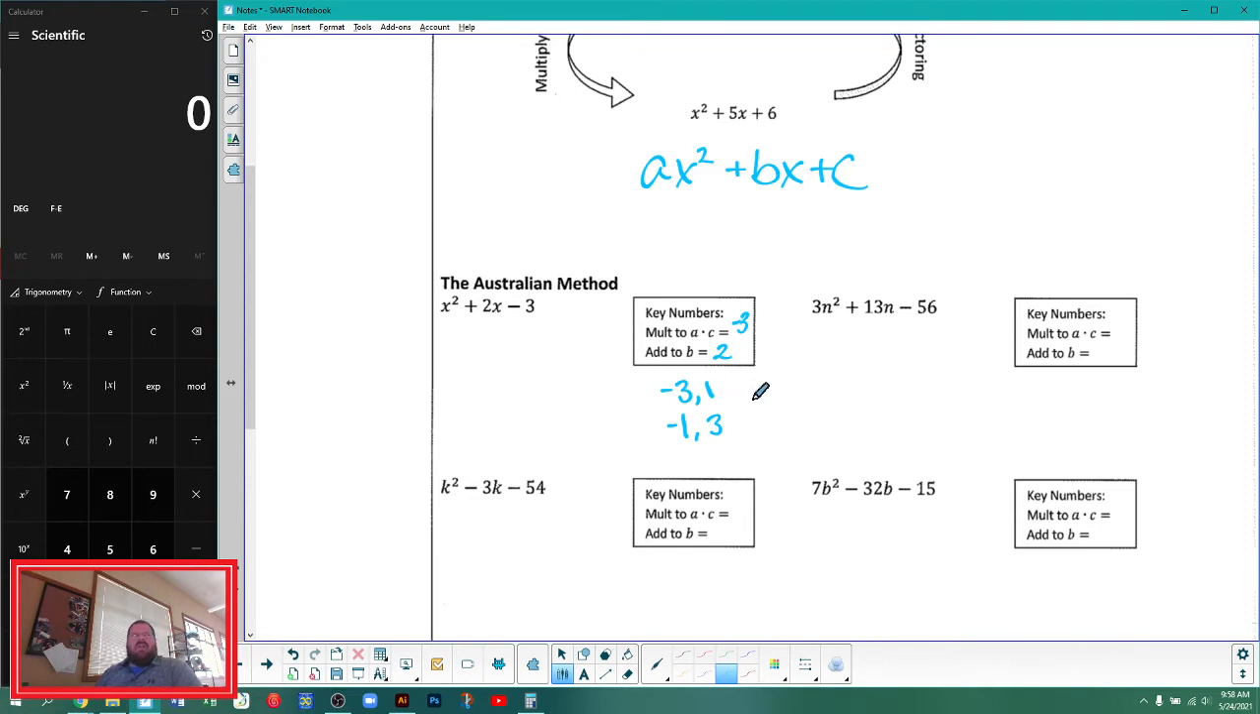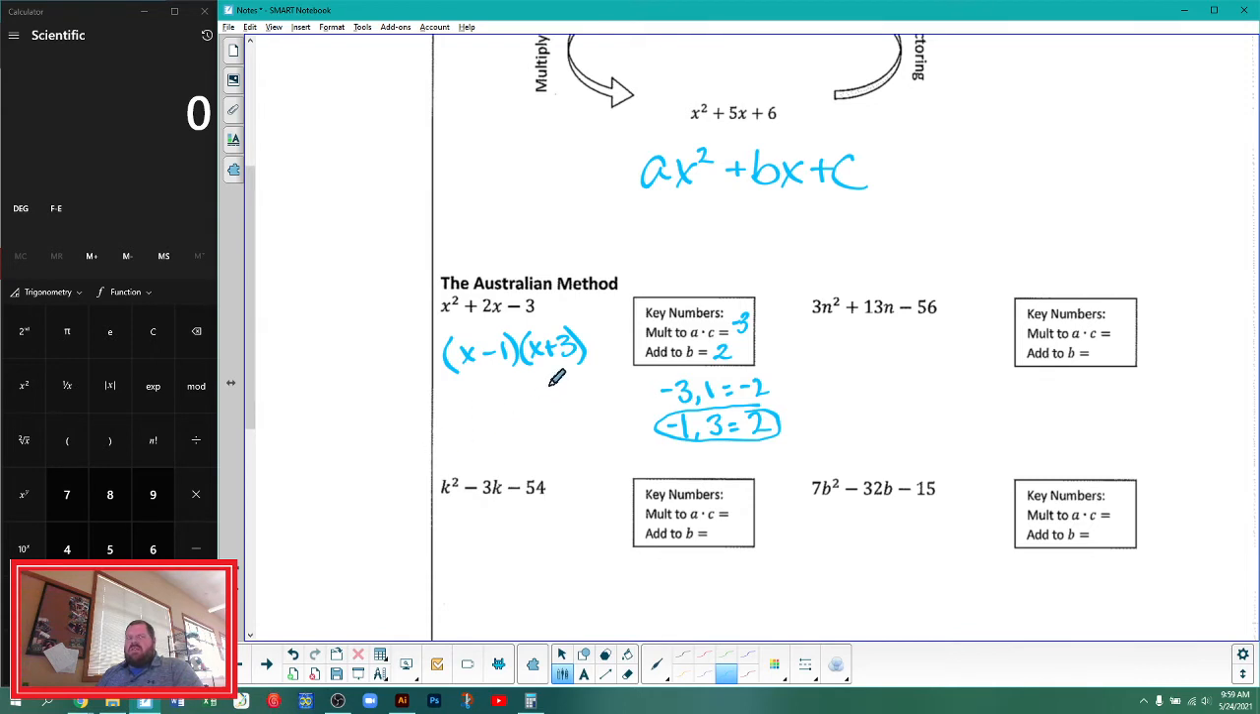A lot of people would kind of look at this as a variation of what we call the AC method. So now what I want to look at is, what do these two numbers add up to? -3 plus 1 is going to give me -2, while -1 plus 3 is going to give me +2. And so it's the +2 that I'm looking for. So these two numbers are going to be the ones. In the Australian method, we now take those two, and I have x minus 1 times x plus 3.